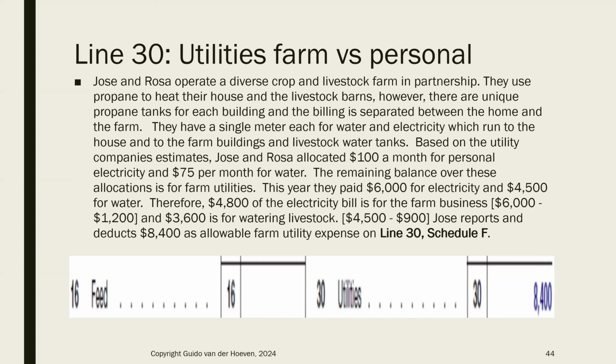Based on utility company estimates, Jose and Rosa allocate $100 a month for personal electricity and $75 a month for water. And the remaining balance of those go to farm utilities. So this year they paid $6,000 for electricity, $4,500 for water. So $4,800 is farm business, $3,600 is for watering livestock. And we're just going to report all of that as $8,400 as a utility expense on the farm on line 30.